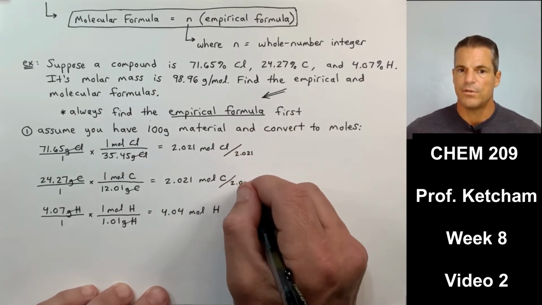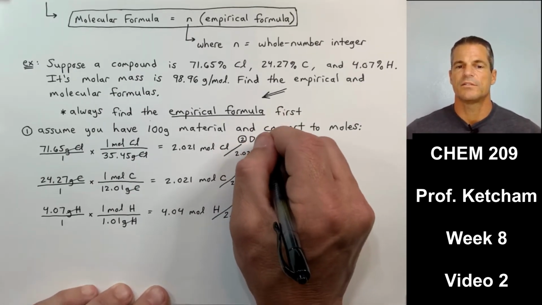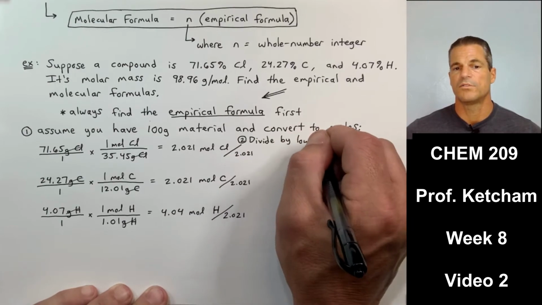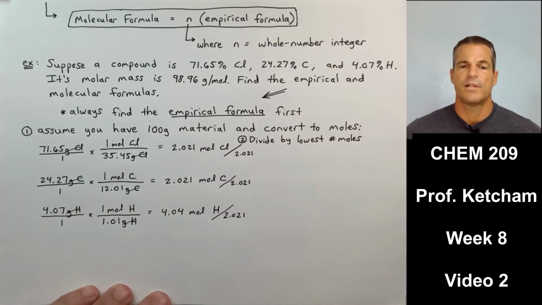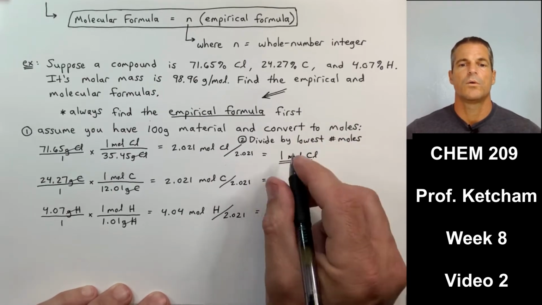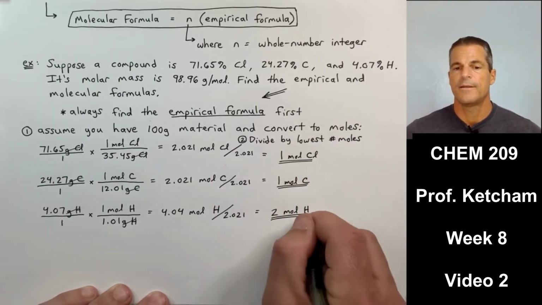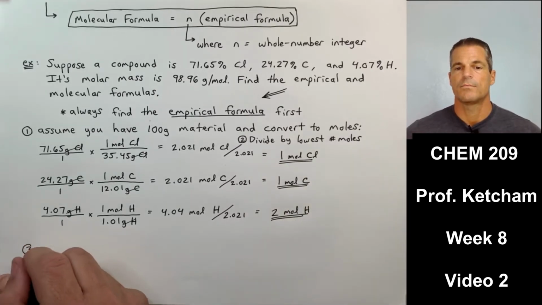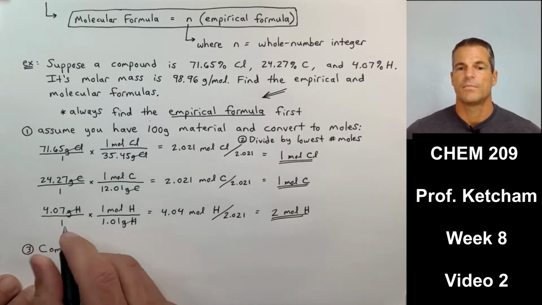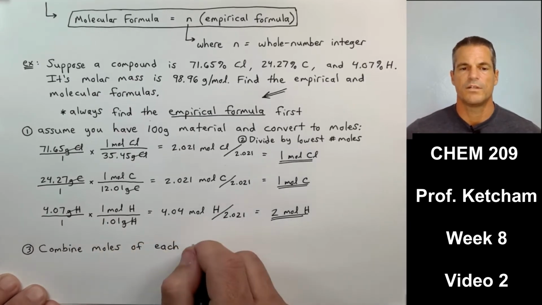Now step 2. Step 2 is to divide by the smallest number of moles. The smallest number of moles is 2.021. So that little step 2 I'm squeezing in there says divide by lowest number of moles. We end up with 1 mole of Cl, 1 mole of C, and finally 2 moles of H. Okay? Luckily, they all came out as whole numbers, roughly whole numbers, 1, 1, and 2.